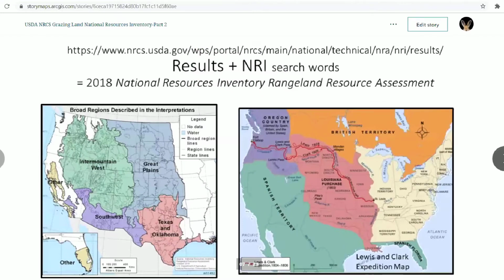The 2018 report, you can search for it under Results plus NRI, summarizes its results in maps, tables, and narratives based on the ecoregions, individual states, and 5 broad regions. As you can see, the Intermountain West and the Great Plains regions are pretty close to mirroring the first 2 macroplots in Lewis and Clark's watershed expedition. And I can report that the trend is up on the amount of information gathered at the macroplot, while the size of the macroplot has trended downward.